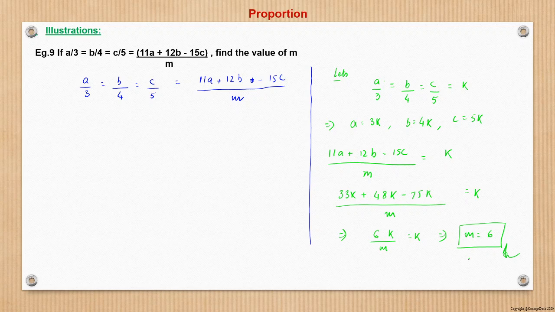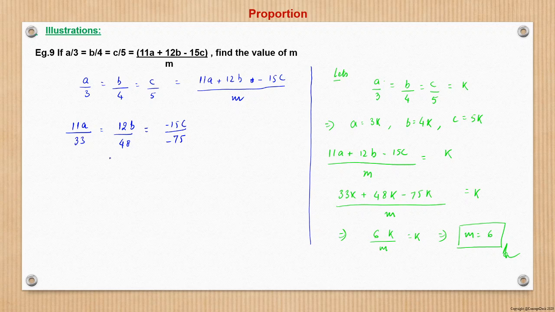But our motive is not to take this long route, rather we should use the properties of ratio to find this out. So now see, can I not write a by 3 as 11a upon 33? I'm multiplying 11 in this first ratio, both numerator and denominator. Similarly, the coefficient of b is 12, so I multiply both to get 12b upon 48, both numerator and denominator multiplied by 12. And here it is minus 15, so I write minus 15c upon minus 75, both numerator and denominator multiplied by minus 15, right?